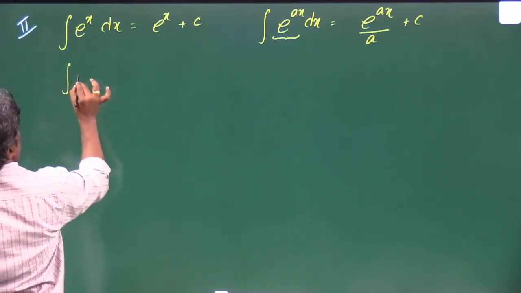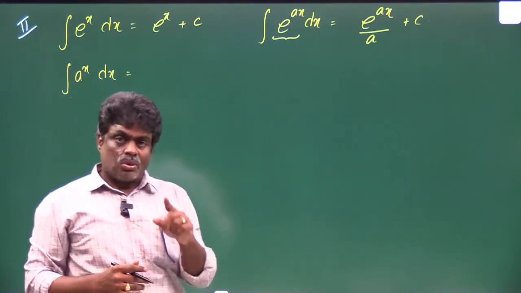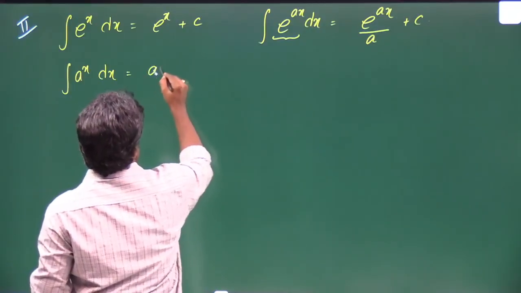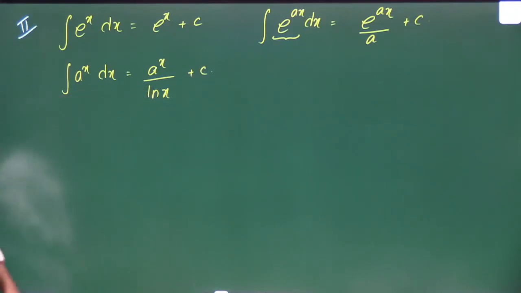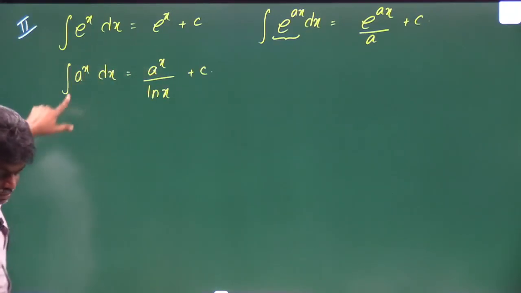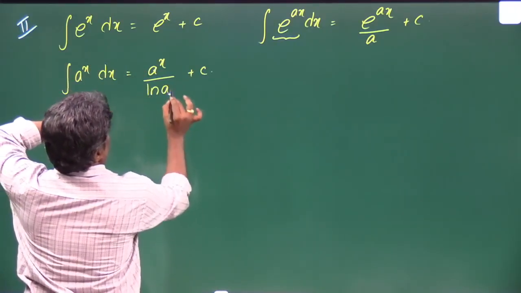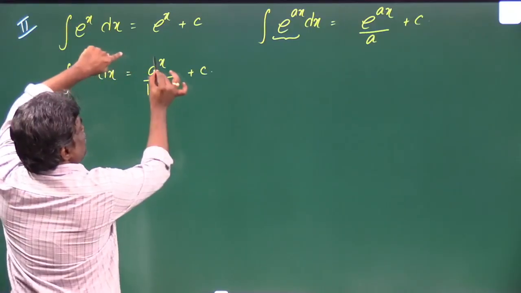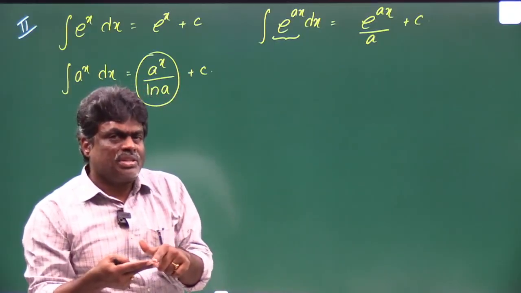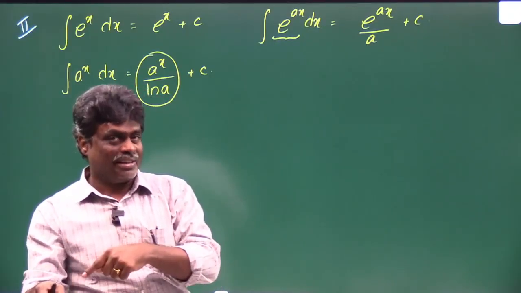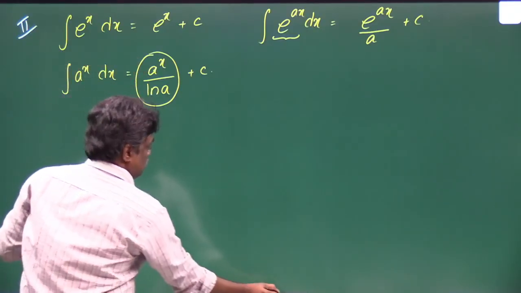For example, if you have the integral of a raised to x dx, it is a raised to x by log a plus c. Okay, if you differentiate this, one second, sorry. So a raised to x by log a. Take this function and differentiate it. Log a is a constant outside. The differentiation of a raised to x is a raised to x into log a, so that log a gets cancelled. So finally you will again get a raised to x.